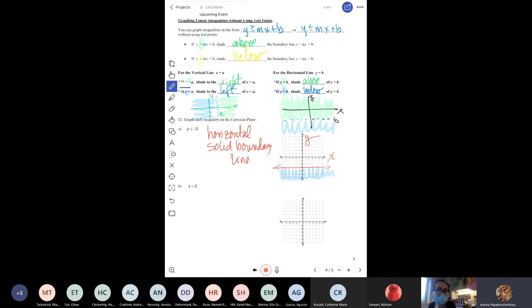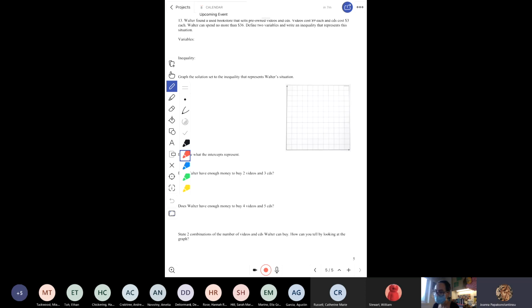Okay, next example. x is greater than 2. Tell me about that boundary line. It is vertical and dotted. Okay, and it is at x equals 2. Which direction am I shading? You are correct. Am I done? Label your axes. Now let's look at a word problem, because you know that's where it's going, right?